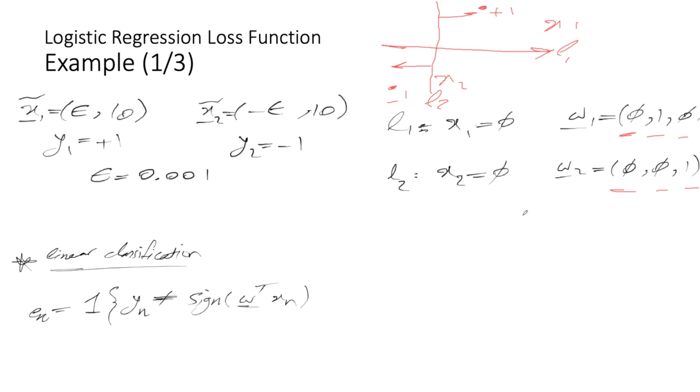So for the case of linear classification, En is the indicator function for yn not equal to the output of the sign function of W transpose xn. On both cases, you see that if you calculate En of W1 and En of W2, both are going to be 0. As you see, we have good classification between these two points.